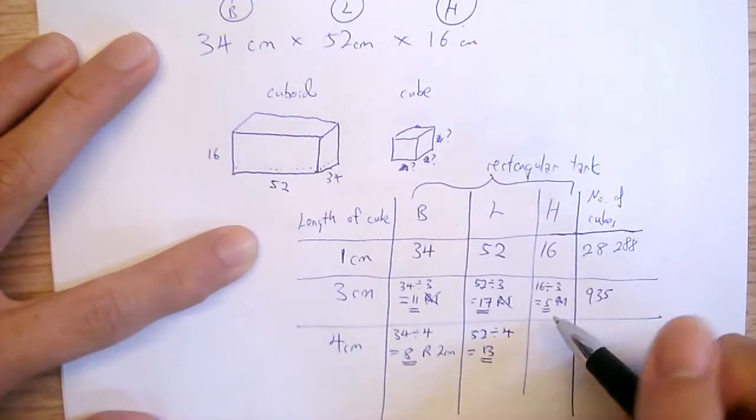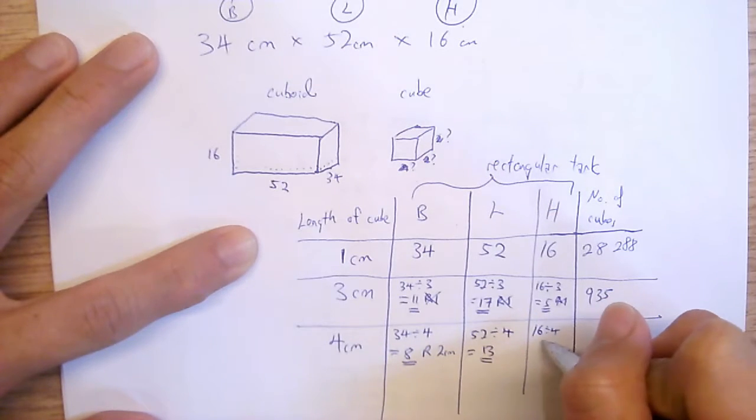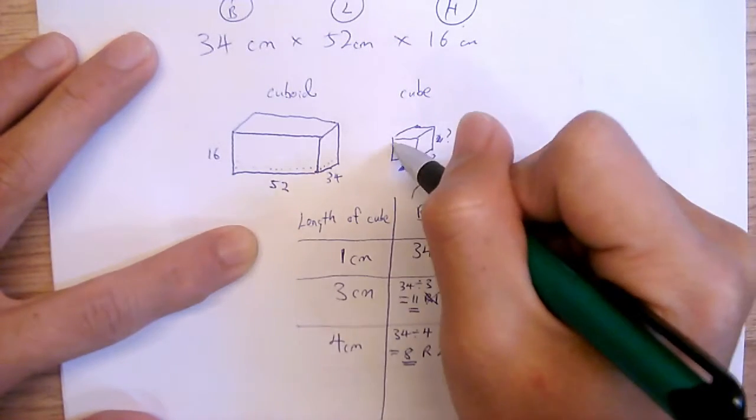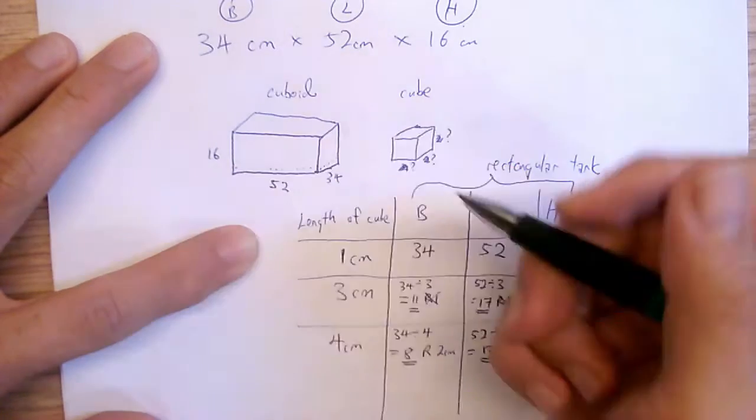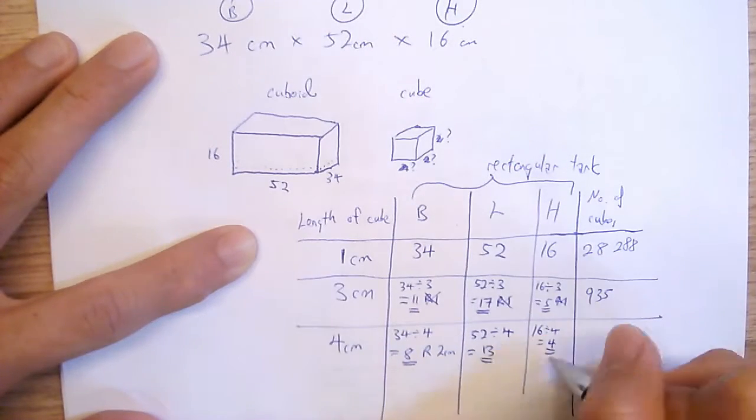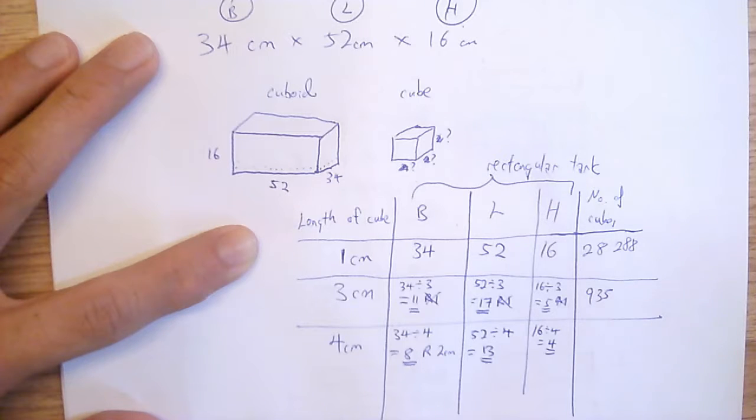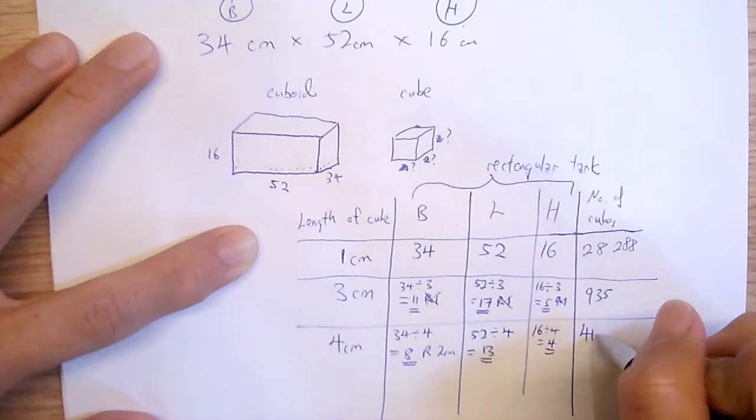So this one will just be 16 divided by 4, right? So this one is 4, which means that if the cube is 4 cm, we can stack 4 of them up. Okay, so we have 8 times 13 times 4. So what does that give us? 8 times 13 times 4, that will be 416.